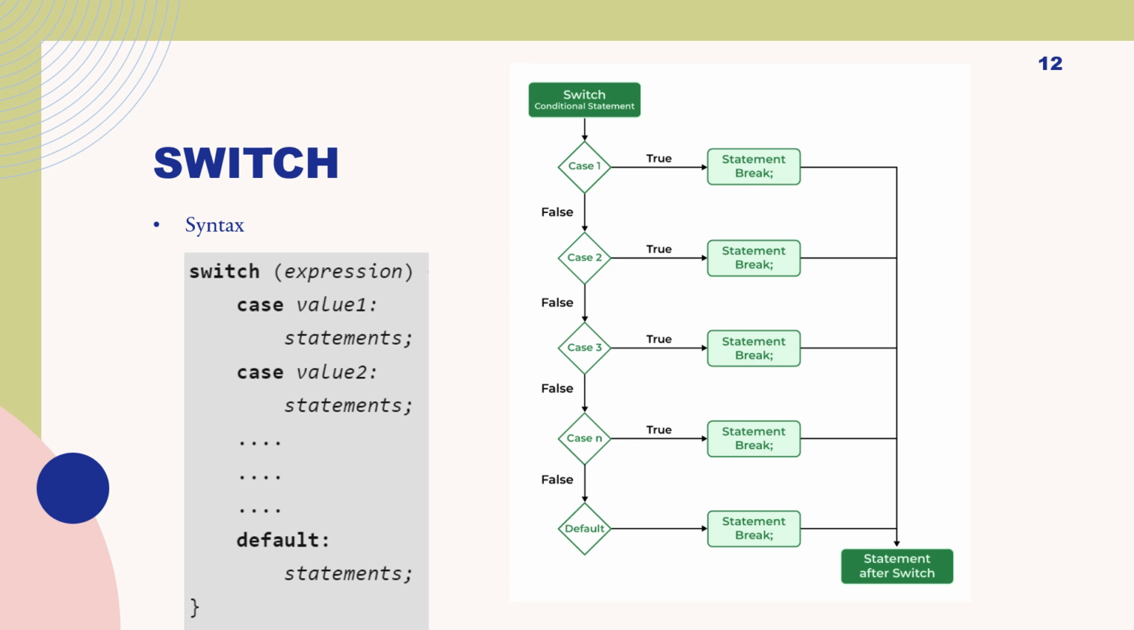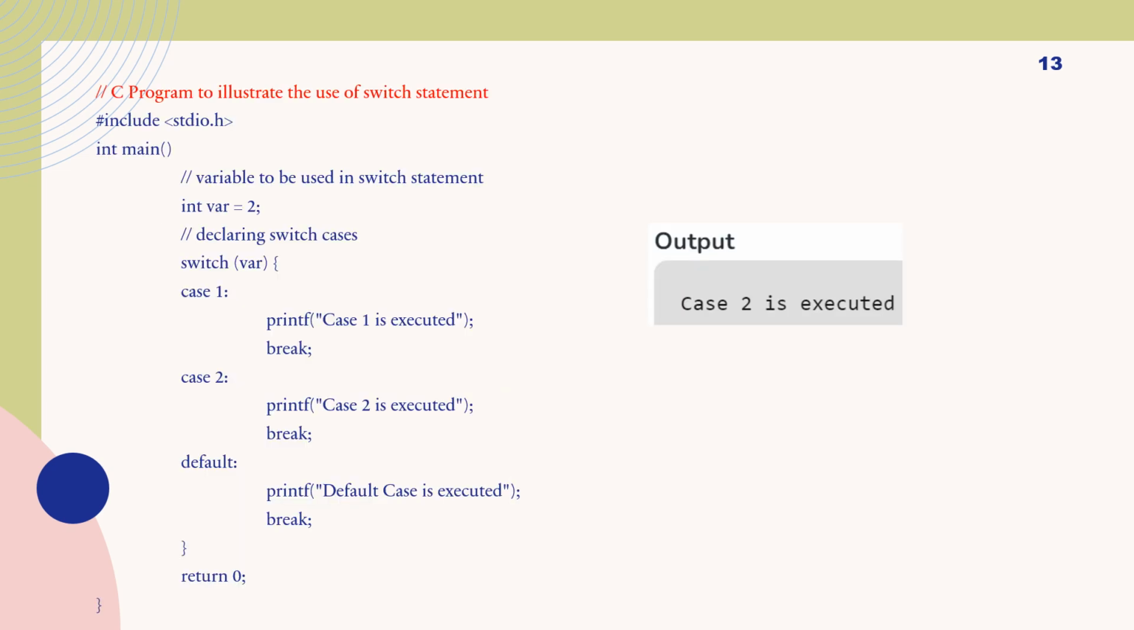If case 1 is true, it will execute the corresponding block, and if it is false, it will move on to case 2, and if case 2 is true, it will execute those statements, and if it is false, it will move on to case 3, and step by step it will execute. Finally, if all are false, it will move on to the default, execute the corresponding statements, and come out of the switch.